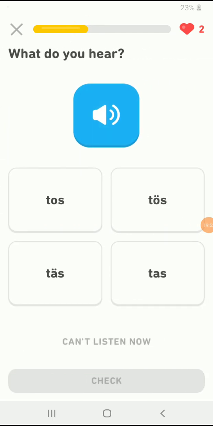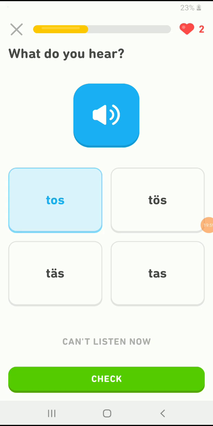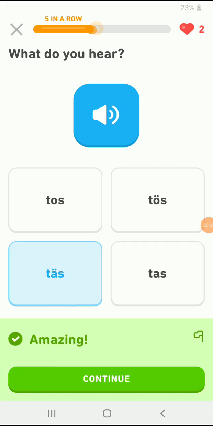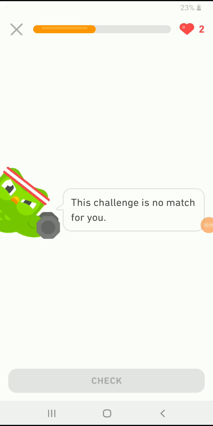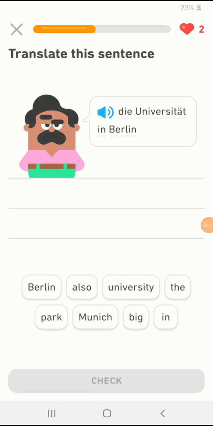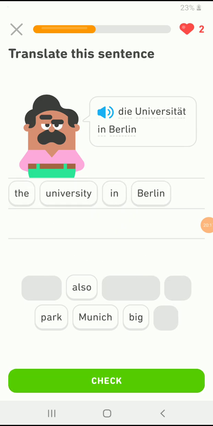Okay, we have das, we have tis. That's what we were looking for. Die Universität in Berlin. So, the university in Berlin.